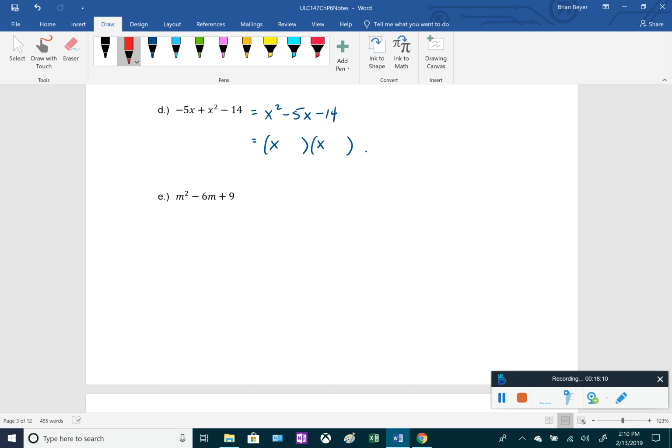These two numbers, it looks like it's going to be 7 and 2. And the 7 has to be negative. So 2 times negative 7 is negative 14. 2 plus negative 7 is negative 5. That's why we knew the 7 had to be negative. So it's going to be (x + 2)(x - 7).